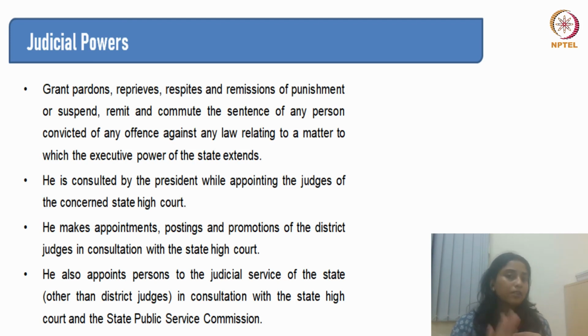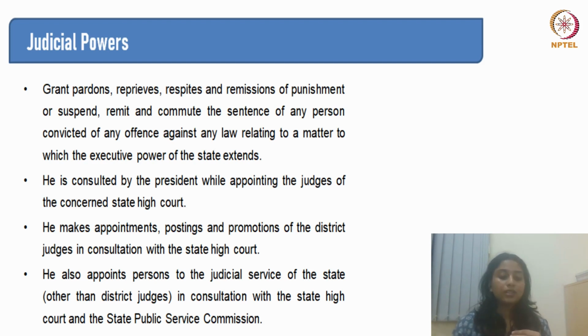Emergency power of the governor we have already discussed while we were talking about the executive powers of the governor. So the governor can make a report to the president whenever he is satisfied that a situation has arisen in the state in which the government of the state cannot be carried on in accordance with the provisions of the constitution, and can recommend presidential rule in that state. So this is the emergency power conferred upon the governor.